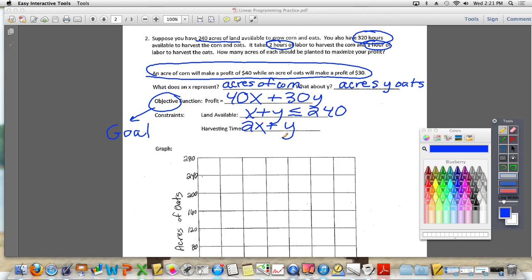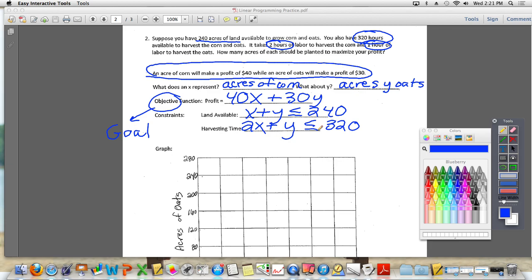How much time do we have available to us? 320. Can I use all 320 hours? Yes. Can I use 321 hours? No. Can I use 319 hours? Yes. So my point is that we can use all 320 or we can use less than it. So we're going to do less than or equal to 320. The hard work is done. Now it's just a matter of solving for y, plugging it into our calculator, making tables, finding points, and so on.